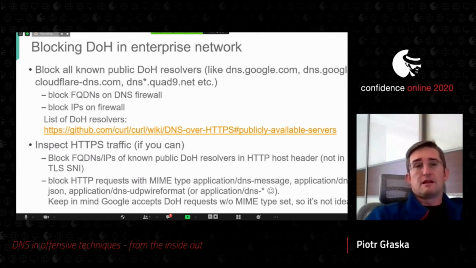And this has to be done in a different way, of course. It's not just about blocking the port. You need to block FQDNs of those, dns.google.com, dns.google, because they need to be resolved. And also on your firewalls, you should block IP addresses such as Quad A, Quad 1, Quad 9, and so on and so on. And you can get a list of publicly available resolvers on GitHub. Of course, if you can, it would be best to decrypt and inspect HTTPS traffic and look in those packets in search of actual DoH requests.